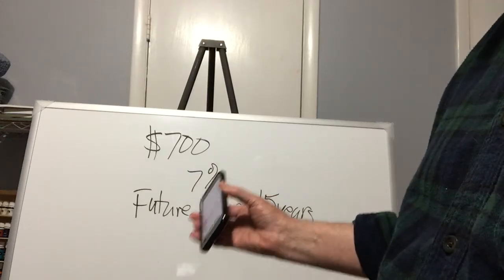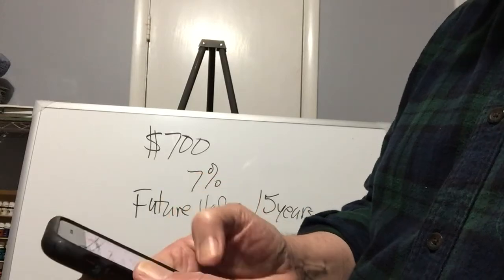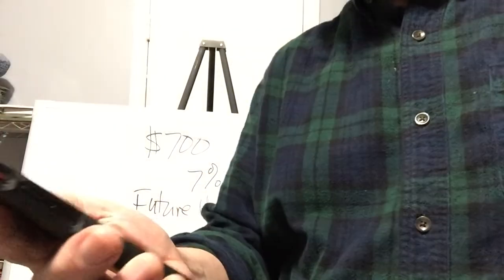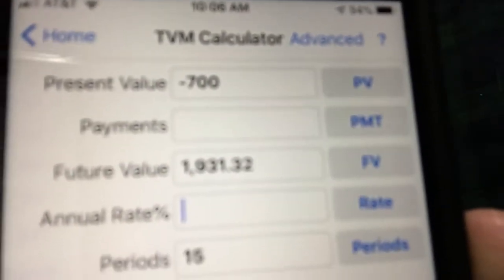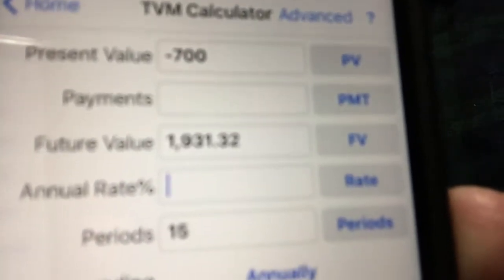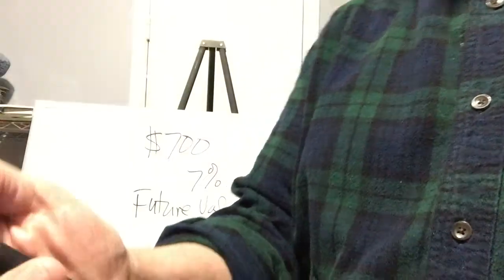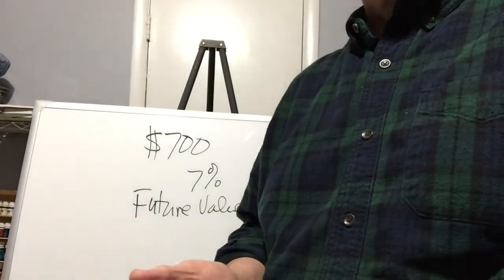Now, what if I knew the future value, I knew the number of years, and I knew the present value, but I didn't know the rate? Okay, so let me take the rate out, and somebody says, okay, you put in $700 and in 15 years that grew to $1,937.32. What rate of return did you get? So then I hit rate, and what do you know? The rate comes back as 7%. So I can really go about this in a lot of different ways.